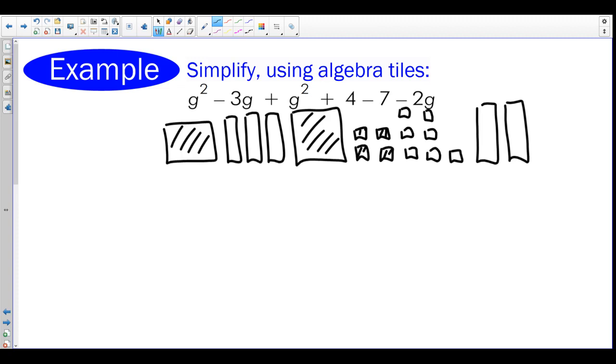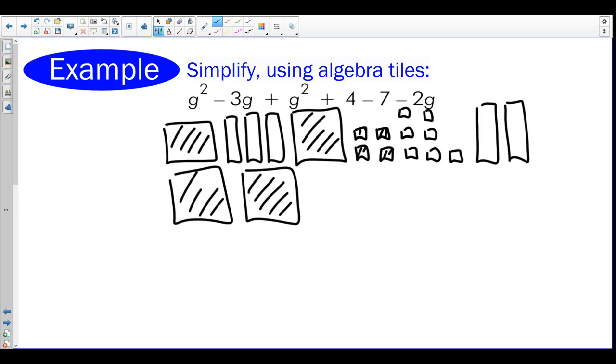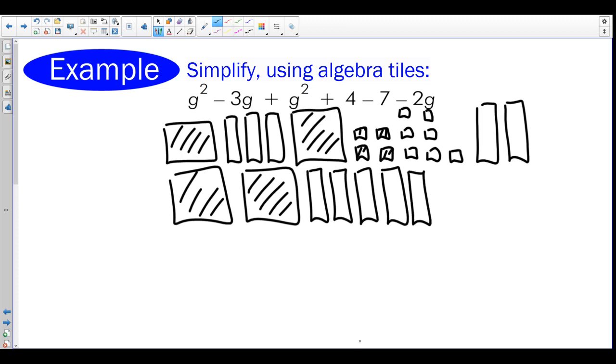So we're going to put our big squares together. So we're going to have 2 big shaded squares. Those are the only shaded squares we have. Then we have a total of 5 unshaded rectangles, and there's no 0 pairs here either because they're all the same color. The big squares were both shaded. All the rectangles are all unshaded.